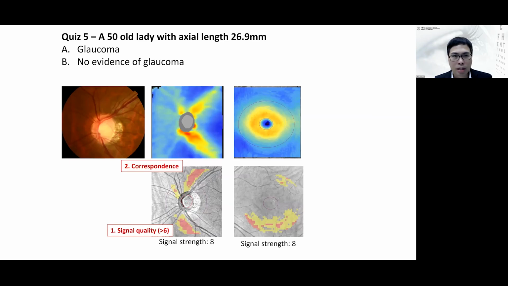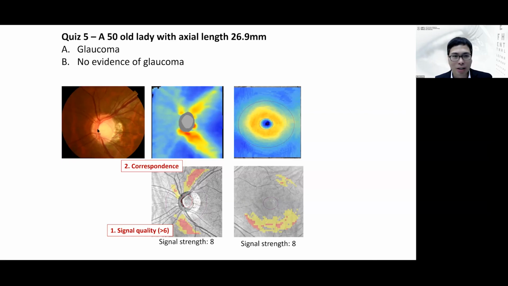Last case, quiz number 5. A 50-year-old lady with long axial length. We do observe here an optic disc pretty much glaucomatous looking. We have apparent loss of the rim on the infratemporal side. Question for you, is it glaucoma or not? Polling time. Half of you say yes, half of you say no.